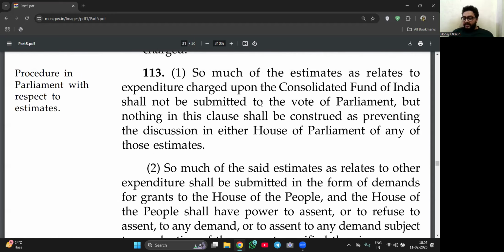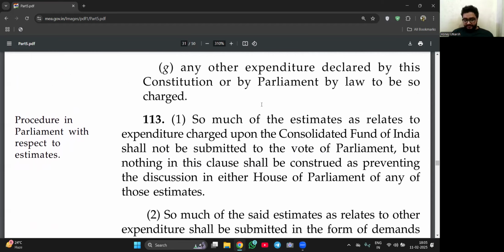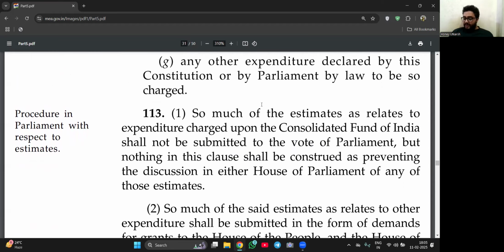So, an appropriation bill is a money bill that allows the government to withdraw funds from the Consolidated Fund of India to meet its expenses during the course of a financial year.